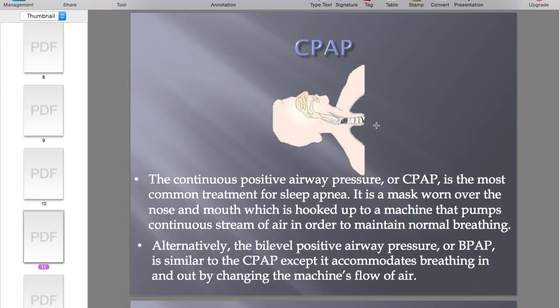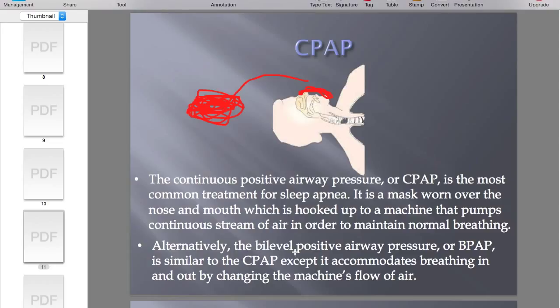CPAP, this is a very common treatment for sleep apnea. It stands for continuous positive airway pressure. It's basically a mask worn over the nose and mouth, and so it's hooked up to a machine. Over here, machine. Very artistic rendition. And so what the machine basically does, it pumps a continuous stream of air, pretty much keeping the throat open because there's like air pressure. And so that pretty much keeps the obstructions open so you continue to breathe through the night.